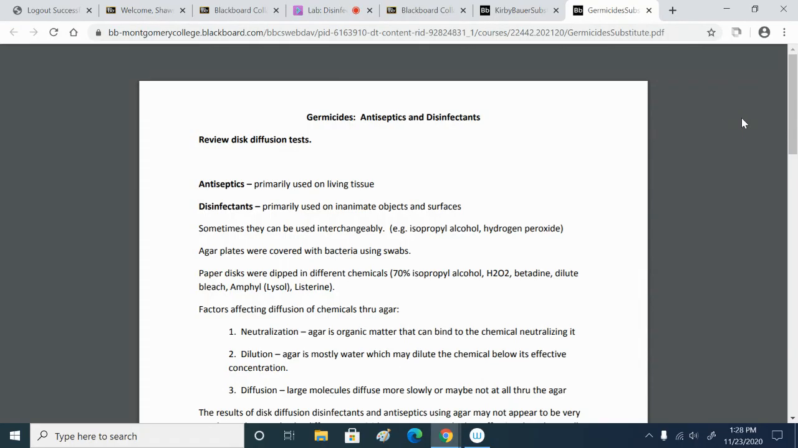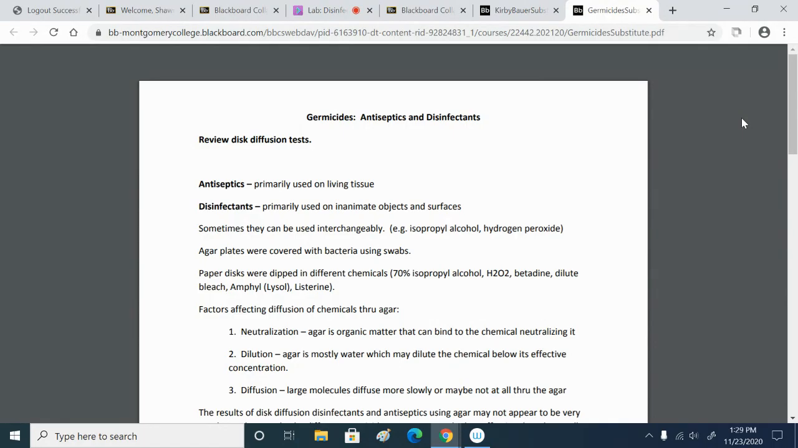For example, isopropyl alcohol can be used on living tissue as well as on surfaces and instruments. Hydrogen peroxide, right, can also sometimes be used on living tissue. And if you soak instruments in peroxide, then that can disinfect them. But other things like bleach, would you put bleach on a cut or a scrape? So no, that wouldn't work too well, right? So not all of these different chemicals can be used interchangeably on living tissue and surfaces.